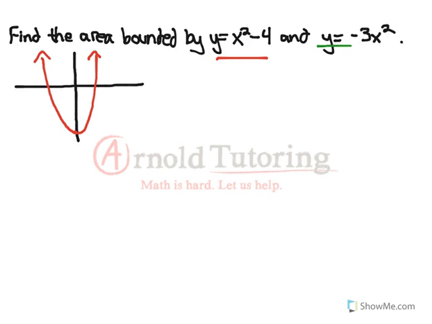I'll draw the next one in green. Y equals negative 3x squared. The negative coefficient in front means it's a parabola again because it's x squared. The negative means it is facing downwards. The vertex is still 0, 0. We haven't shifted away from that. So it's going to look something like that.